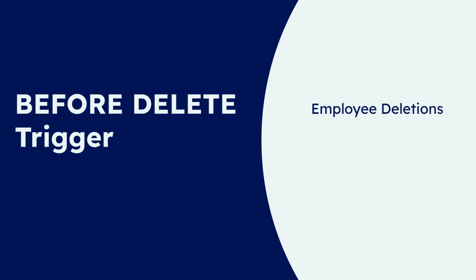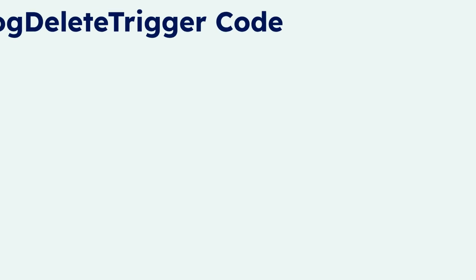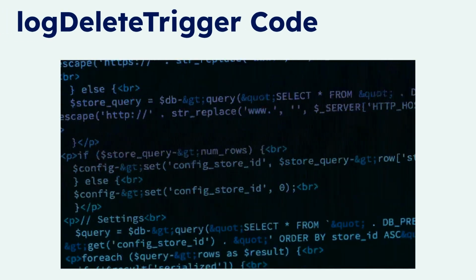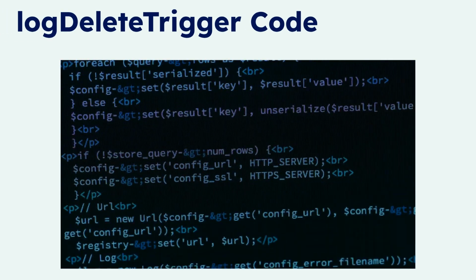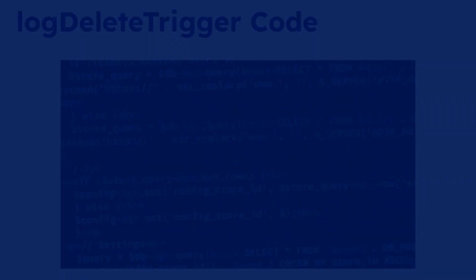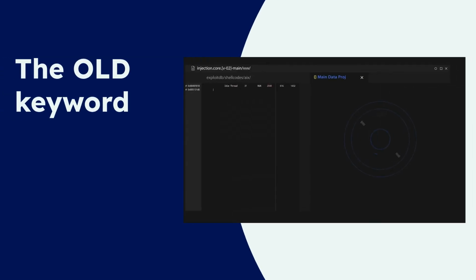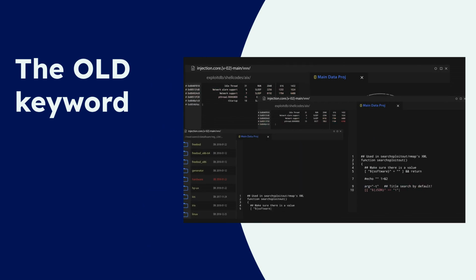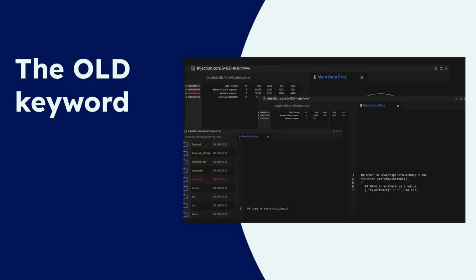Now we create a second trigger to monitor employee deletions. This trigger executes before a row is deleted from the employees table. Here is the SQL code for the delete trigger. It uses before delete to capture information before the record is permanently removed. We use the OLD keyword, which references the row that is about to be removed. This ensures the employee's name is recorded before the record disappears from the database.